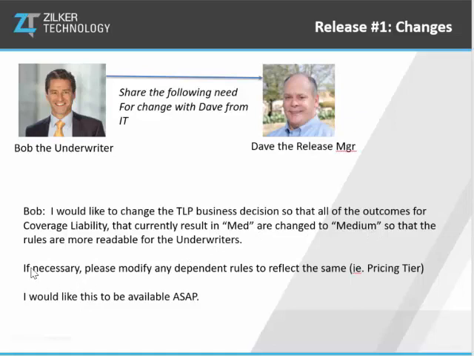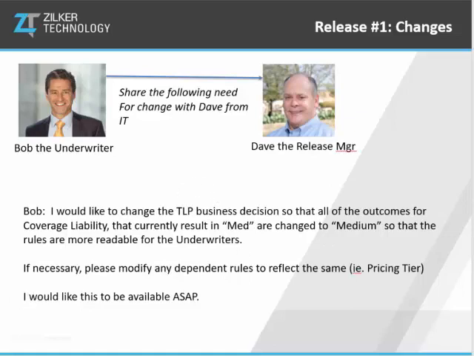And he points out that if the product of this change causes anything else to be changed, say in the pricing tier area, go ahead and make that change as well. So since we're asking for the attribute, in some cases output, to be changed from med to medium, that will also be used in other decisions in TLP. So go ahead and change that. And then he also commented on the timing of the change. He wanted this as soon as possible.